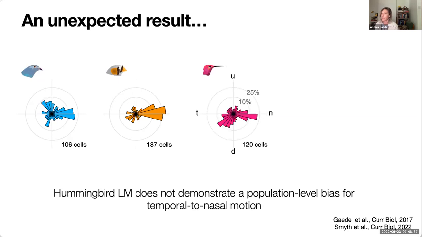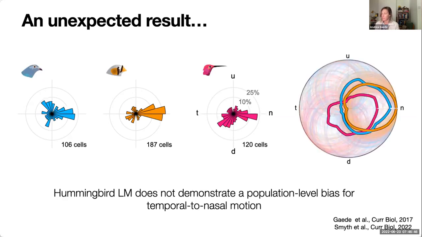But interestingly, we found that the hummingbird LM does not have a population level bias for any direction. In this final plot, these are normalized tuning curves for all the neurons plotted in polar coordinates, and the thicker lines show the median values. You can see that there's a strong nasal bias for pigeons and zebra finches, but not for hummingbirds.